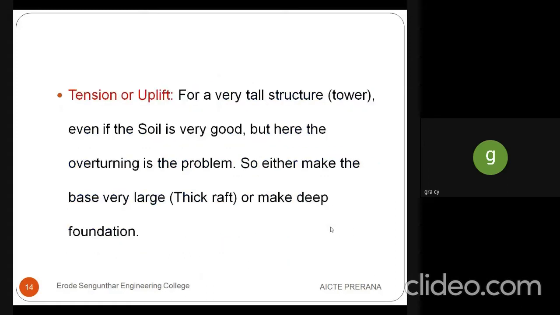The next topic is tension or uplift. For a very tall structure, even if the soil is very good, the overturning is the problem. While we look at towers or water tanks, as they are very tall structures, there may be a problem that we can call overturning. Either we make the base very large, or we have to make a deep foundation.